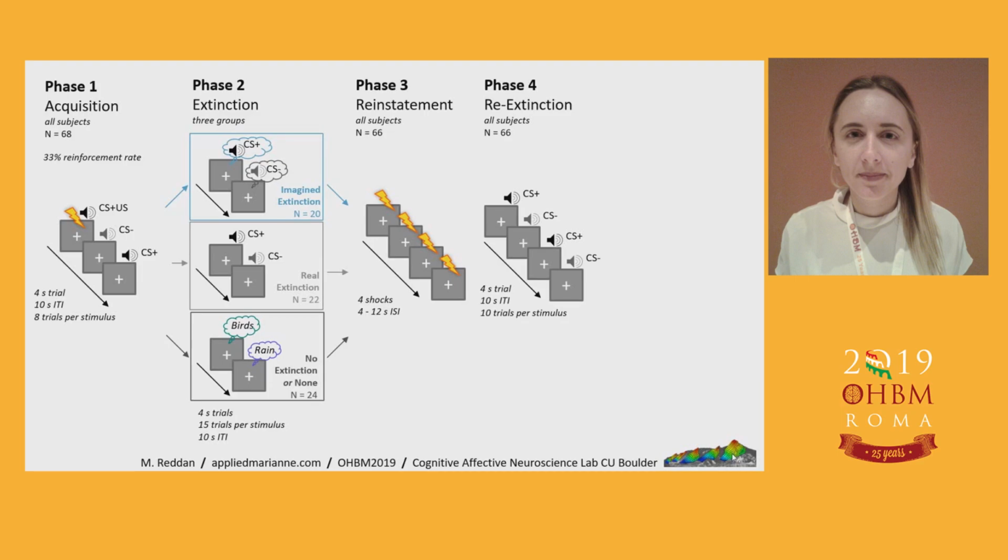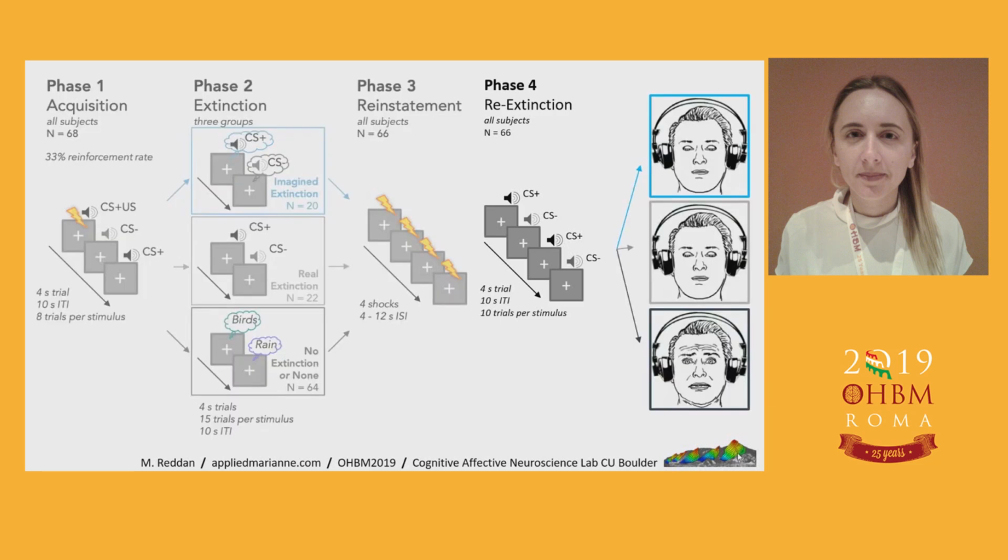So importantly, after reinstatement, everybody should recover some fear, but if they did make an extinction memory during the extinction sessions, then that should be retrieved throughout this session, and towards the end of the re-extinction period, they should have no threat responding. So that's what we hypothesize, that the imagined and real extinction group will not show threat at the end of the re-extinction period, while the no extinction condition will. And so this is the period that we test for the effectiveness.